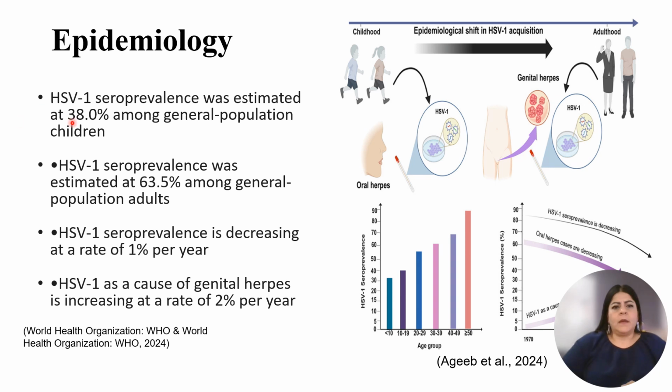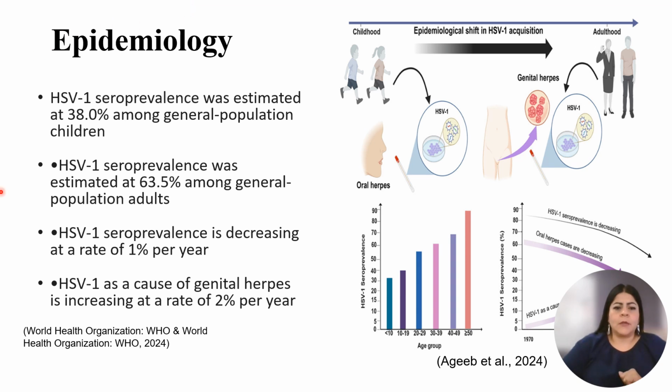Epidemiology. HSV-1 is prevalent worldwide and it's commonly transmitted orally. HSV-2 is primarily transmitted sexually. Both are able to spread through direct contact with infected body fluids.